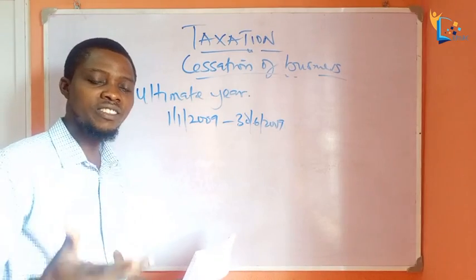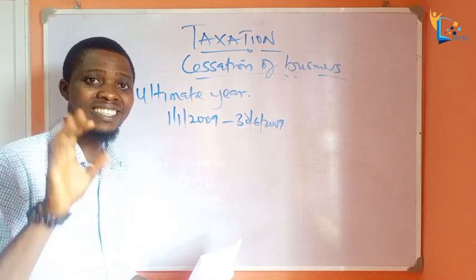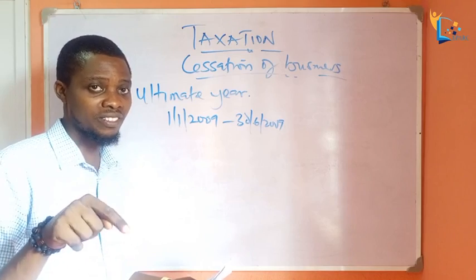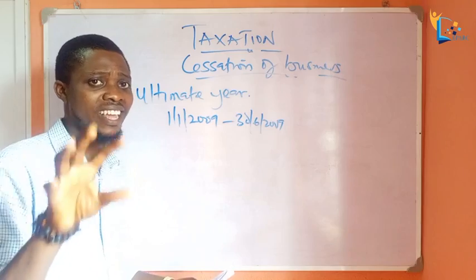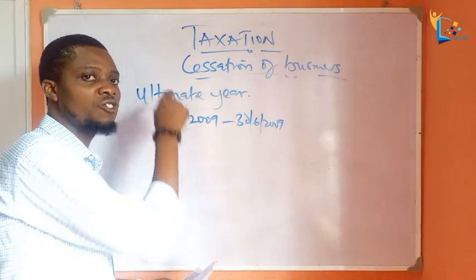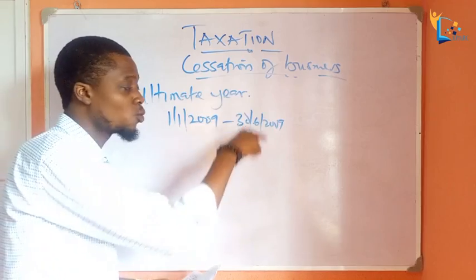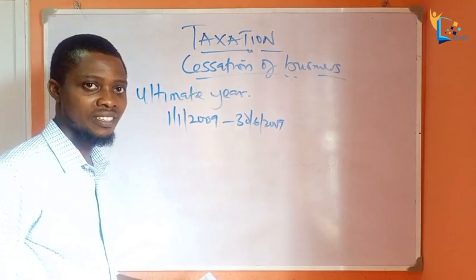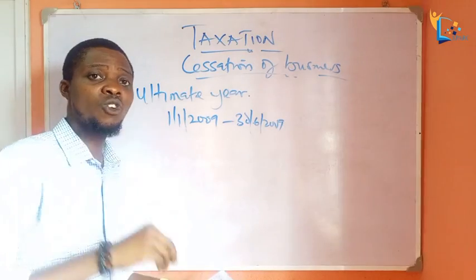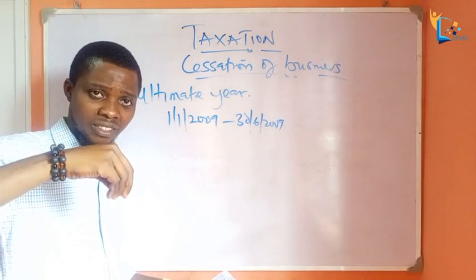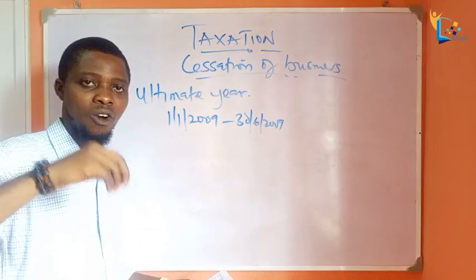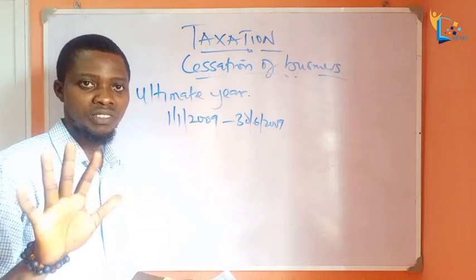If I ceased operation on December 1st, 2010, then 2010 is the ultimate year. So the basis period would be 1st of January 2010 to 1st of December 2010. Basically, for the ultimate year, the basis period runs from the 1st of January of the year of cessation to the exact date of cessation. We're going to do some examples so you understand.